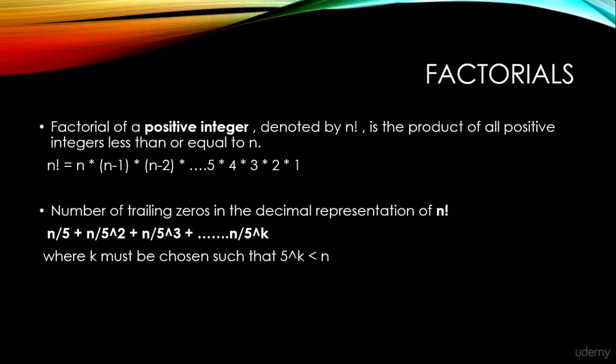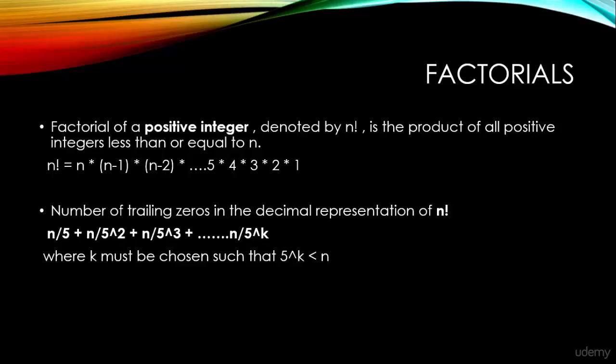Coming to factorials. Factorial of a positive integer n, denoted by n factorial, is the product of all positive integers less than or equal to n. For instance, 5 factorial is equal to 1 into 2 into 3 into 4 into 5. Note that 0 factorial is equal to 1. Factorial of negative numbers is undefined.